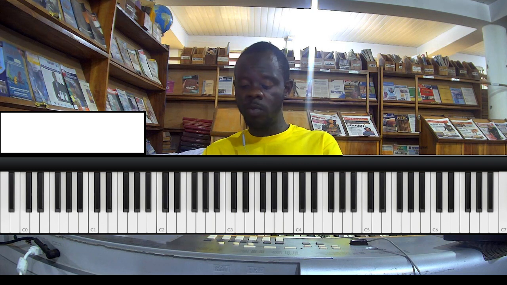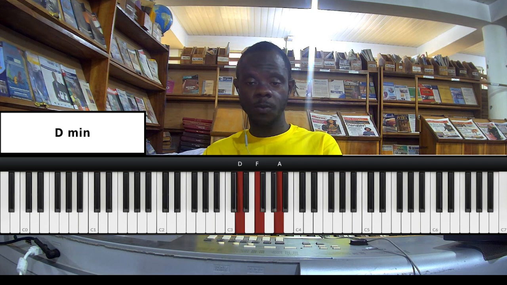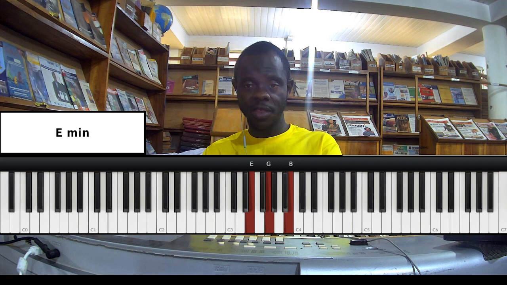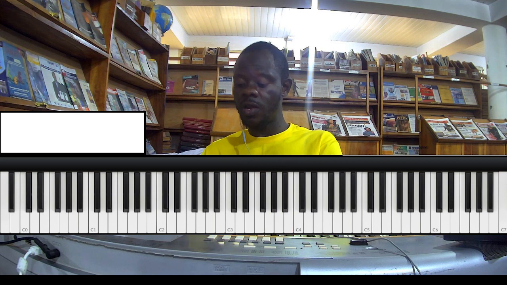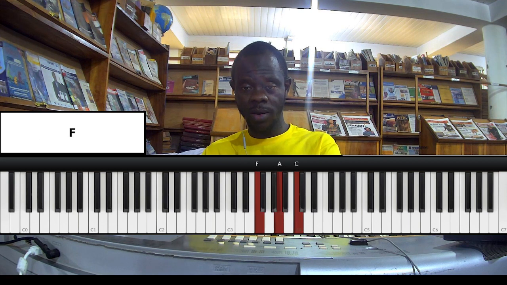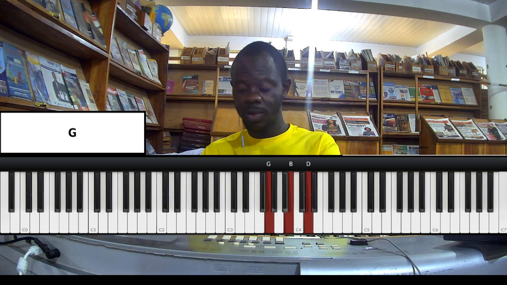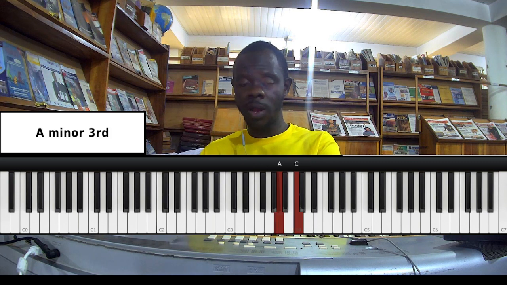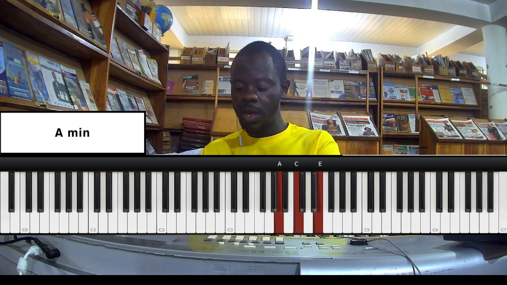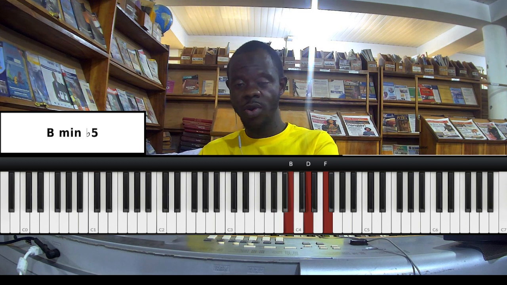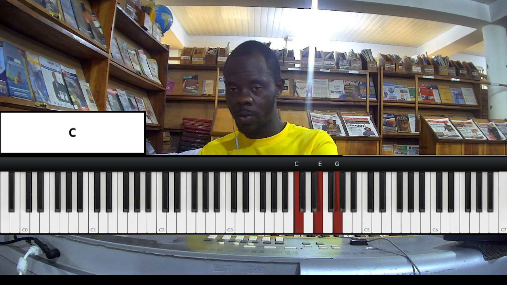For chord 2, the formula is 2, 4, 6. So on the scale, this is 2, this is 4, this is 6. Then 3, 5, 7. Then 4, 6, 1. Then 5, 7, 2. Then 6, 1, 3. And then we have 7, 2, 4. And then back to 1.